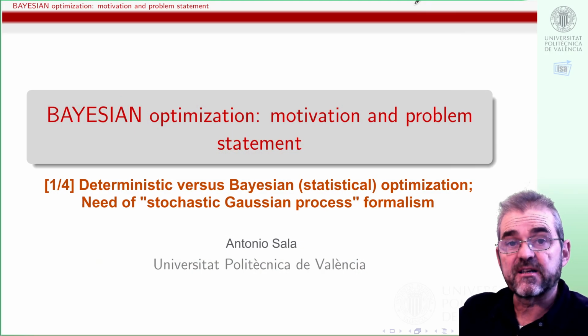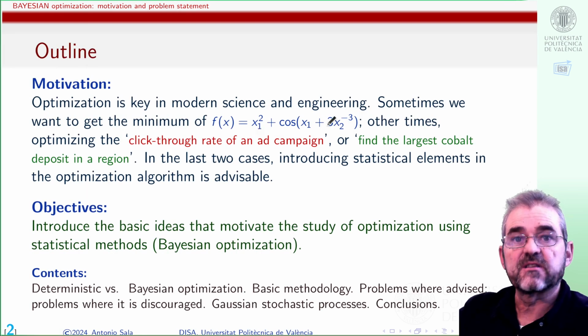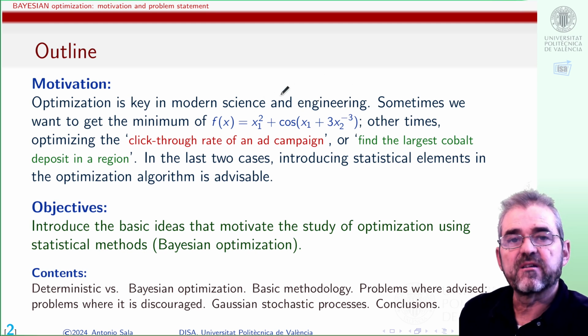Hi, I'm Antonio Sala, and in this video we are going to start with defining which is the problem that Bayesian optimization tries to solve and motivating it in comparison to, say, deterministic optimization. Optimization is at the core of contemporary engineering. We wish minimum energy consumption, maximum performance, maximum efficiency. So all engineering disciplines try to optimize something.